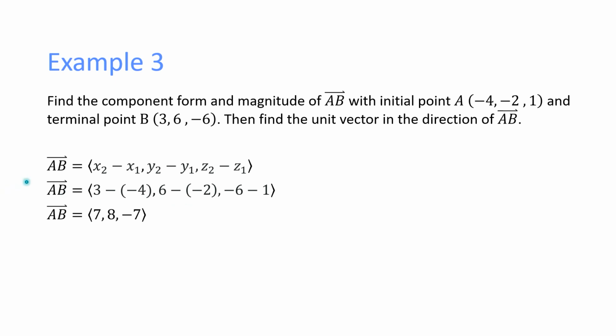Vector AB can be represented in the component form as such, where you see x2 minus x1, y2 minus y1, z2 minus z1. This equals 3 minus -4, 6 minus -2, -6 minus 1, and this would simplify to 7, 8, -7. And this is how we've represented it in the component form.